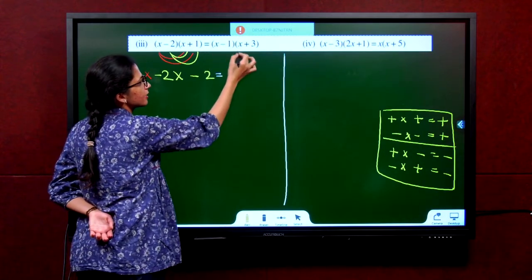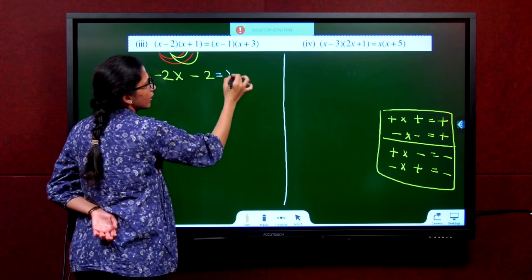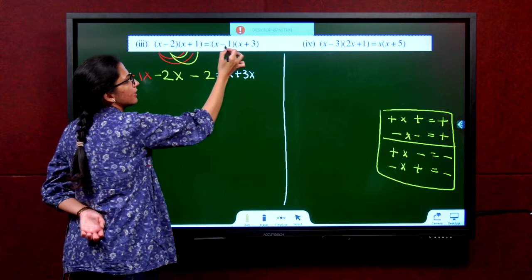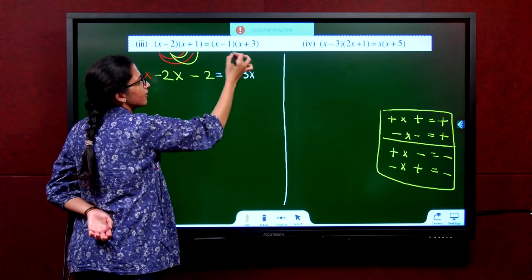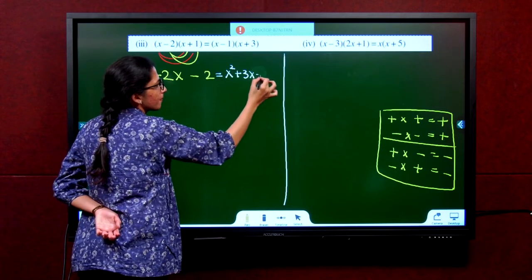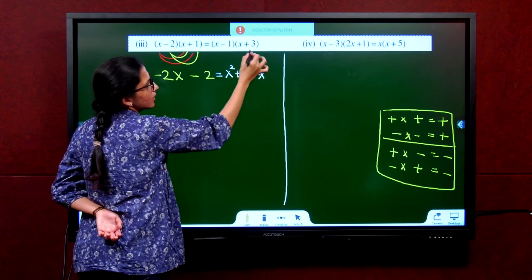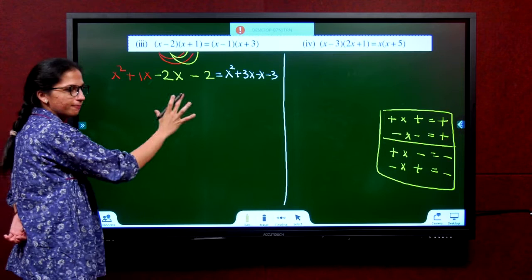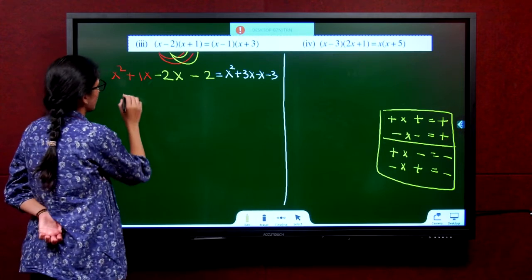I take the x term and multiply it first. So I get x square plus 3x. Same method. Next take minus 1 and multiply it. Minus 1 into x, minus x. Minus 1 into plus 3, minus 3. We will first simplify this and then we shall see what to do.